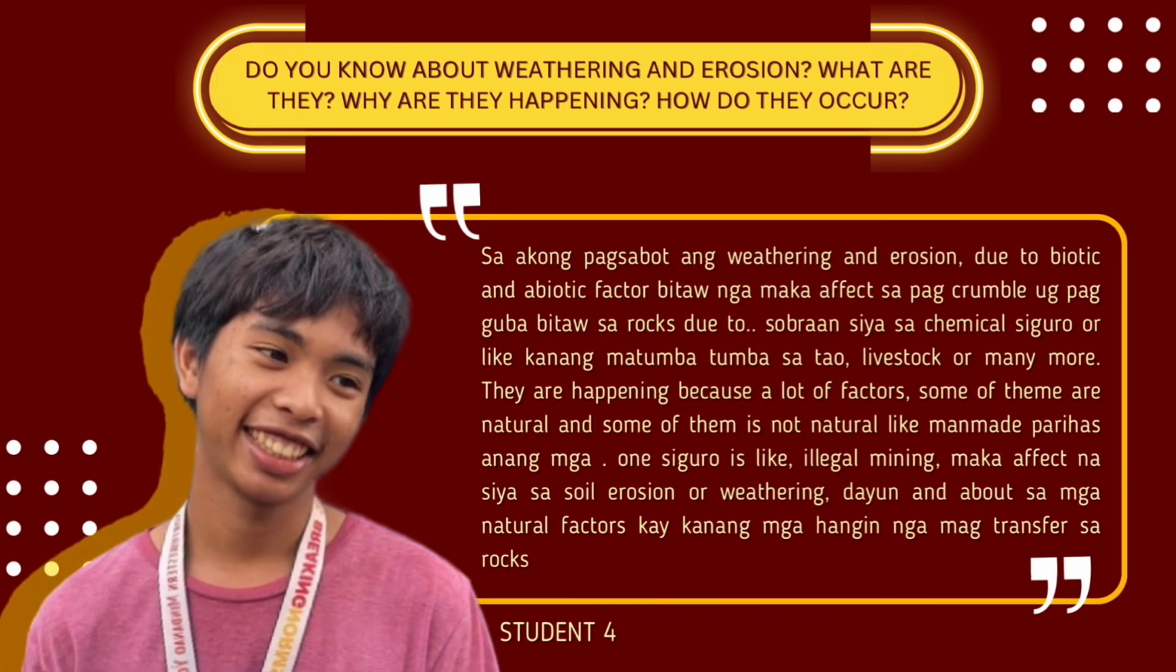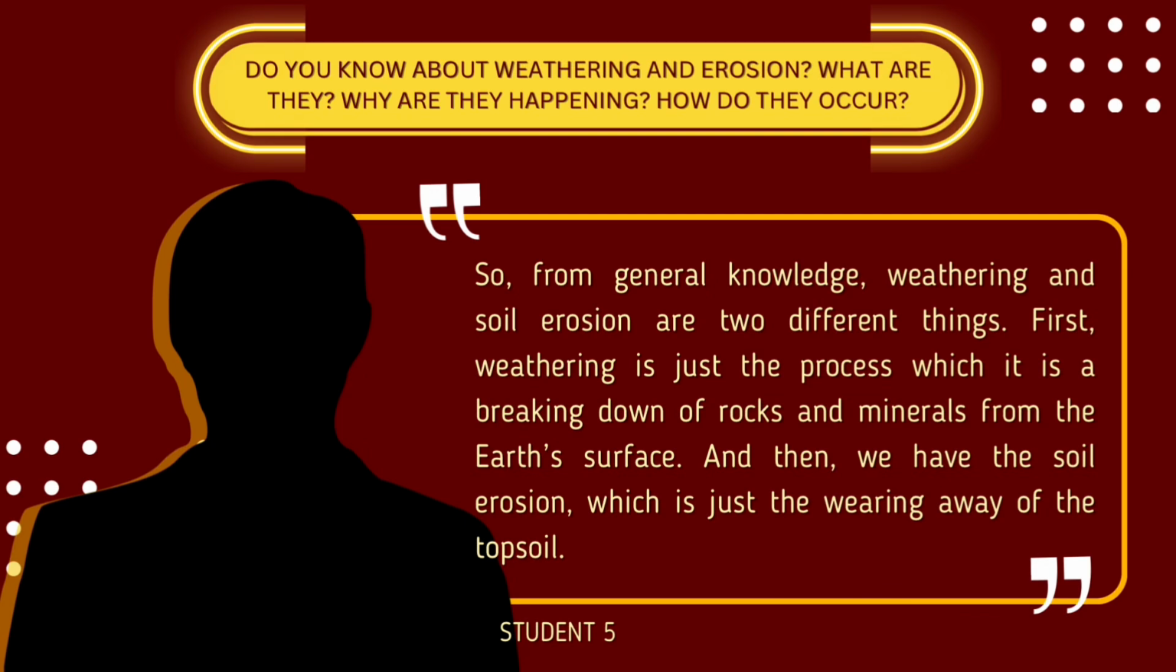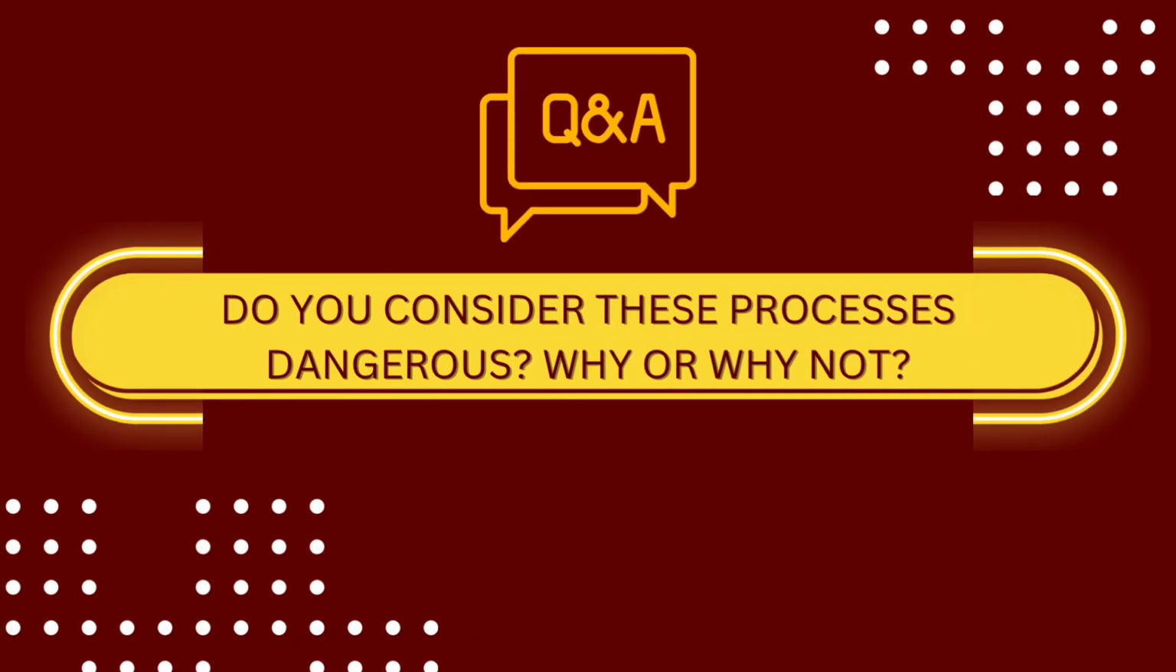Student 4 believes that weathering and erosion are caused by both natural and man-made factors. Biotic and abiotic influences such as chemicals, human activity, livestock, and illegal mining can all contribute. Natural factors like wind also play a role in transferring the rocks and contributing to erosion. Student 5 said that weathering and soil erosion are distinct processes. Weathering involves the breaking down of rocks and minerals from Earth's surface, while soil erosion refers to the wearing away of the topsoil.